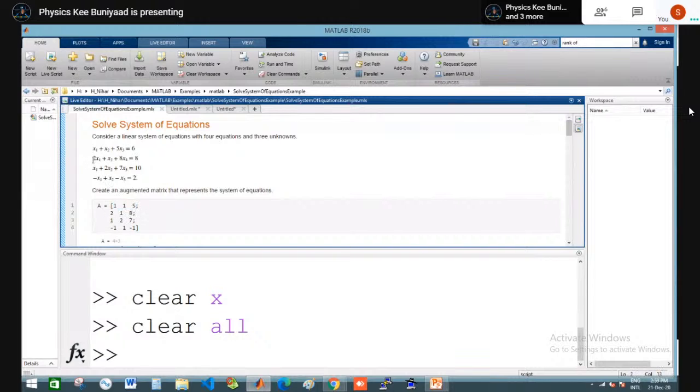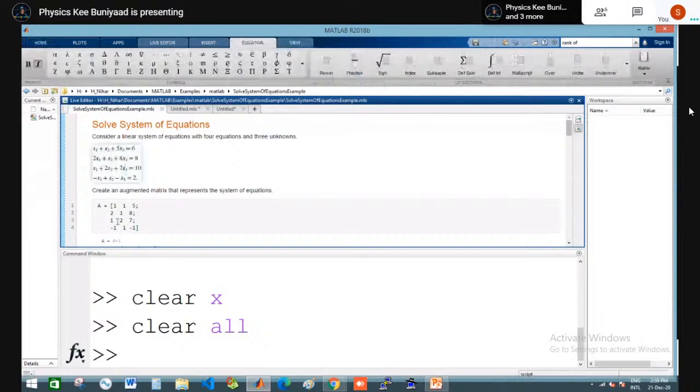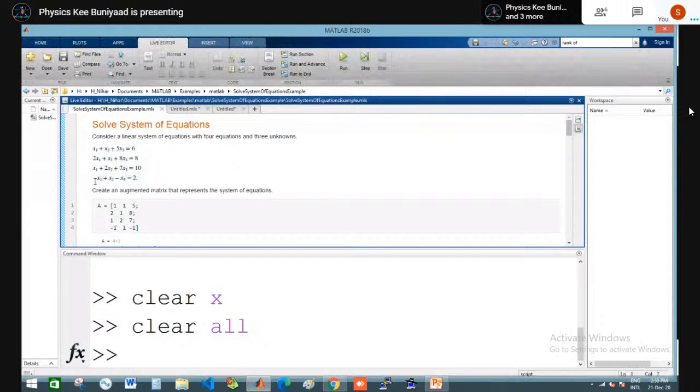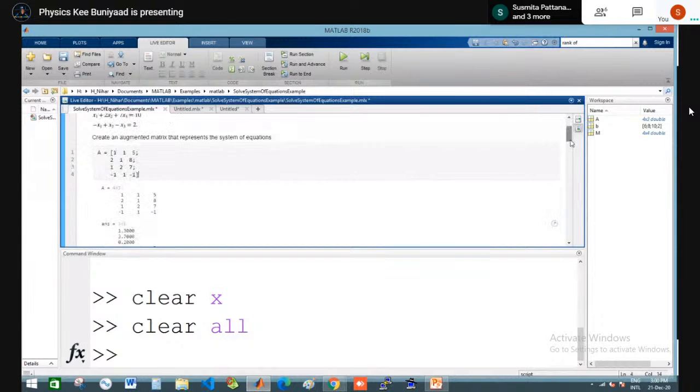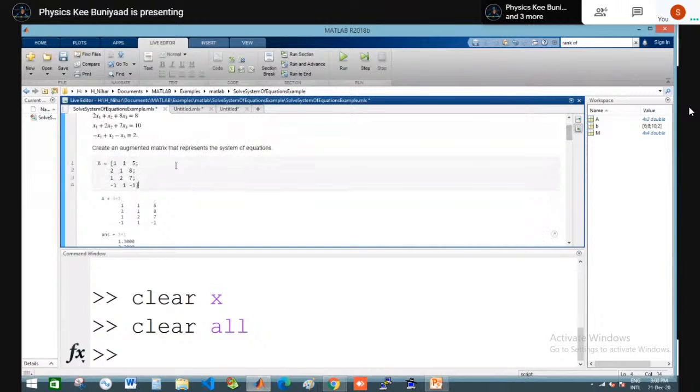Again, equate all the coefficients of the second equation in the second row. Here I put a semicolon, meaning the next line is the second row. Similarly, equate the coefficients of the third equation to the third row, and in a similar way the coefficients of equation 4 in the fourth row. When you run this section, you will get a matrix which contains all the coefficients of all these equations.